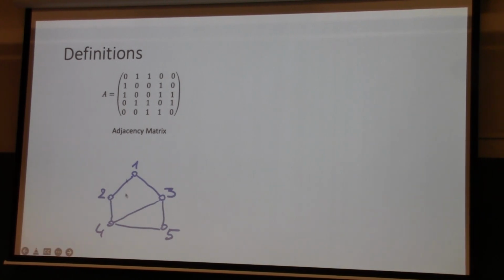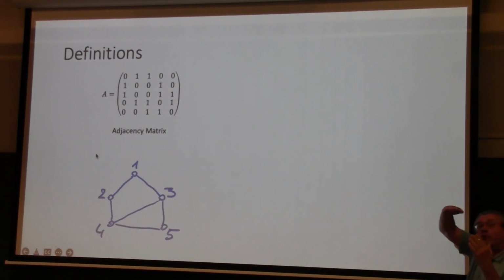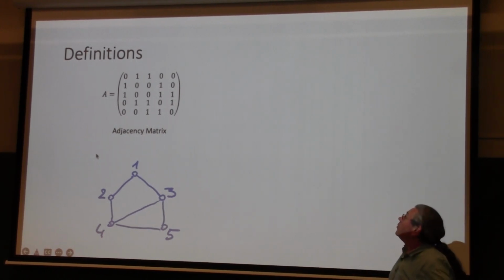So this link, 1, 2, means that from row 1, there's a link to 2 here. There's also a link from 1 to 3. So row 1, column 3, is a link here. And each row corresponds to one node, the origin, and the column corresponds to the destination.